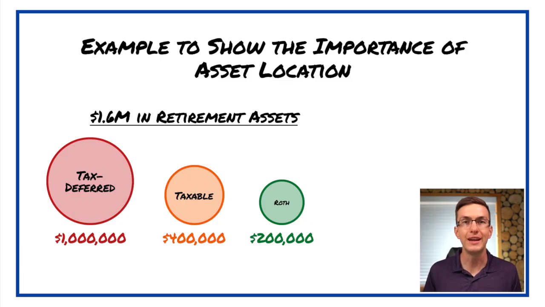Let's go through an example to show how important asset location is. On the screen, we have a couple that has accumulated $1.6 million in retirement assets. Now, the majority of these assets are located in a tax-deferred account with a little bit in a Roth account as well as some within a taxable account. Now, pausing here for a second, if the couple in this example has too much in assets to compare to your situation, or maybe too little, we can easily scale these assets up or down, but the same exact principles will apply.